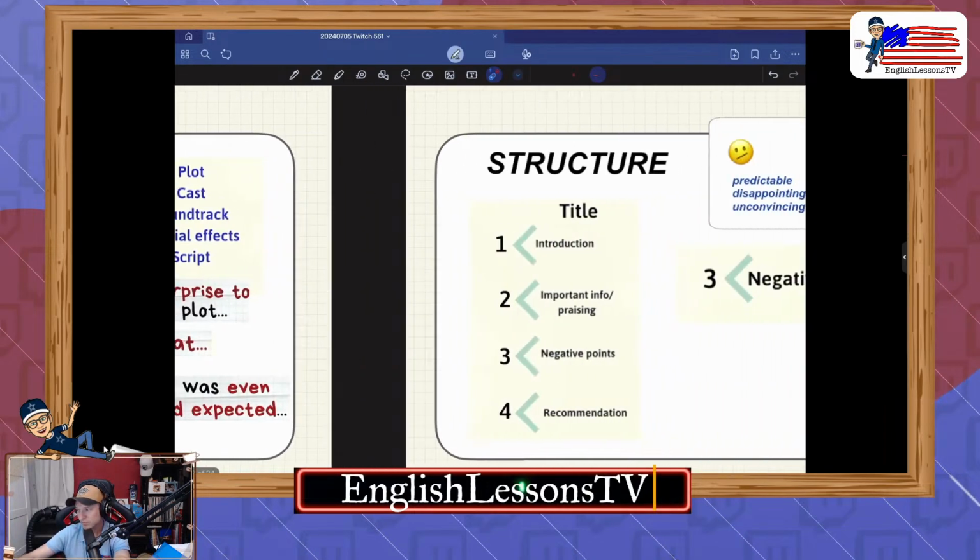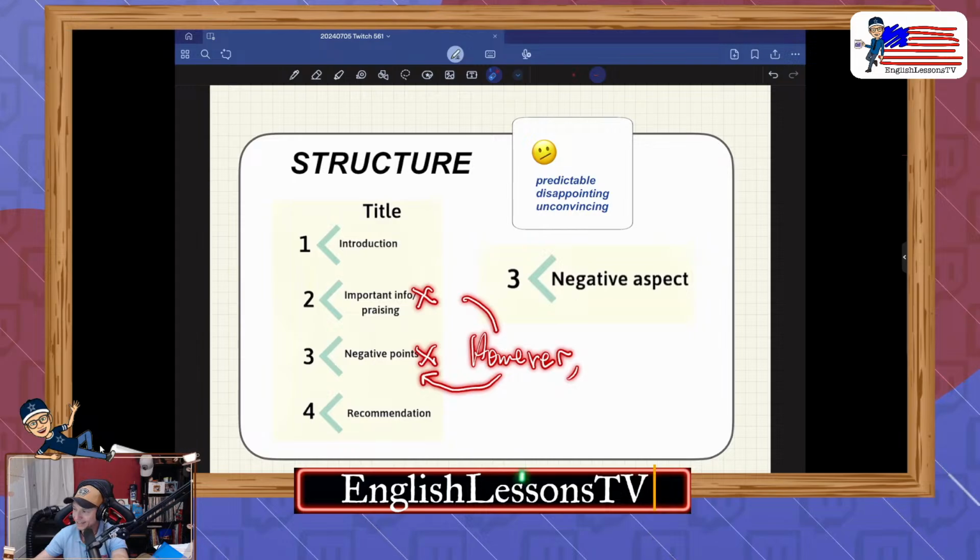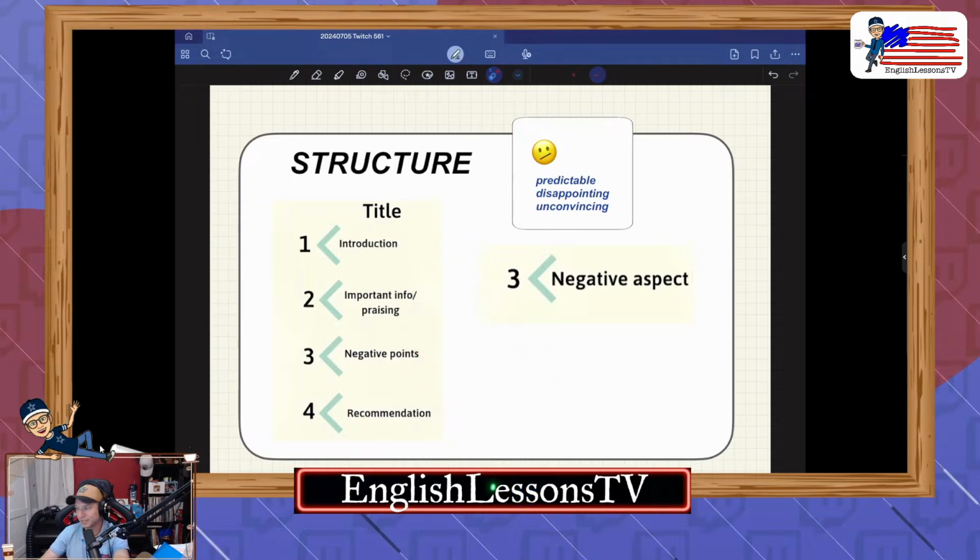Okay? Then the third, remember, predictable, disappointing, unconvincing. So you should try to say things like, the movie was a little bit predictable. However, you should write something like, however, because you're going to contrast from this one to this one. So, however, the plot was a bit predictable because this, and this. So maybe you can use only one or two aspects that were a little bit bad. Okay, so you should say something like a little.